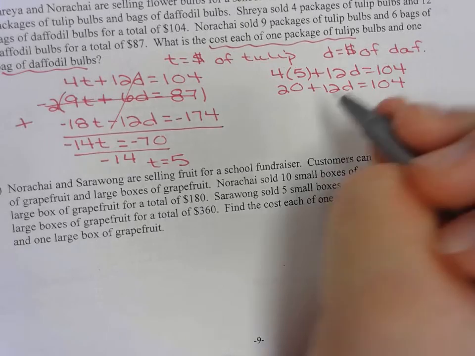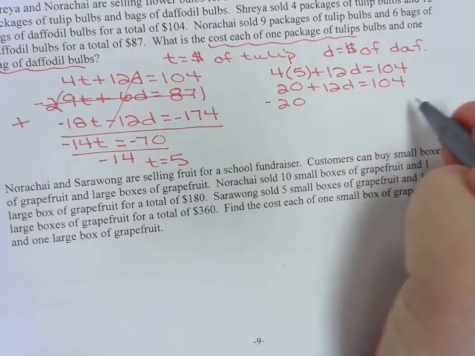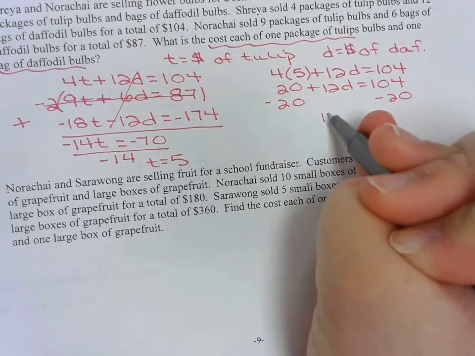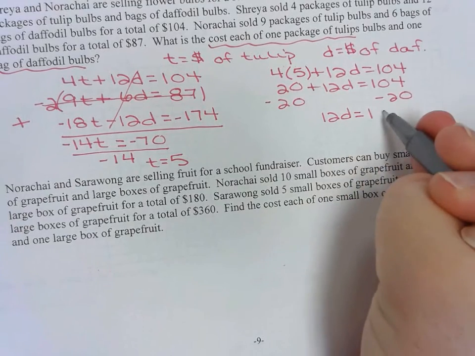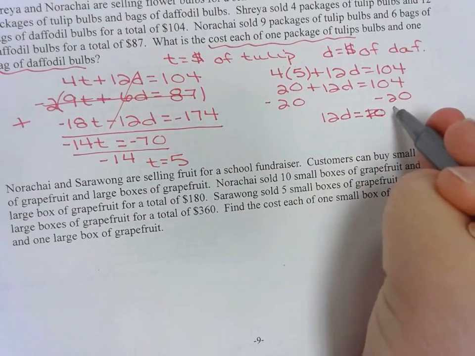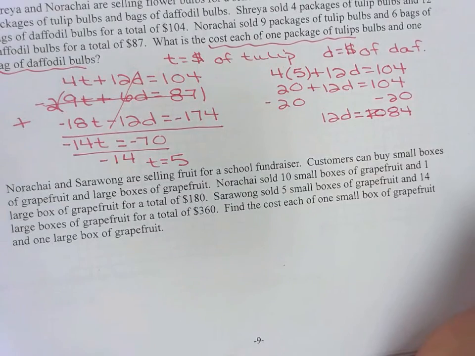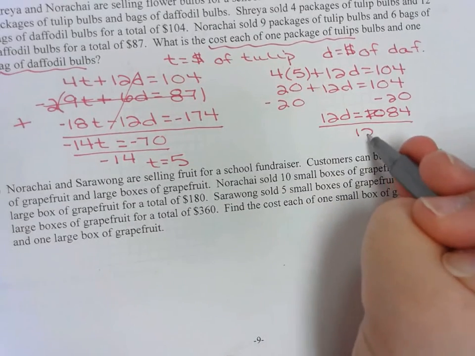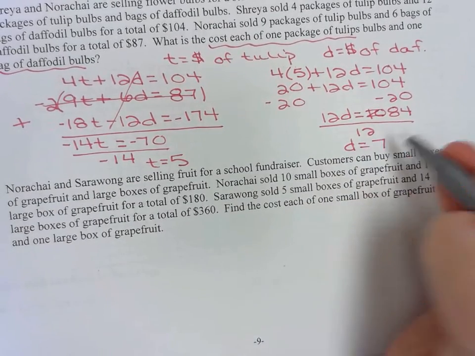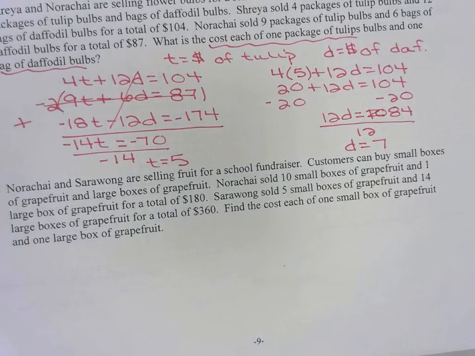How do I solve for D? Subtract 20 from both sides. 12D equals 84. Divide by 12. D equals what? 7. So $7. So that makes sense. It should make sense in context.